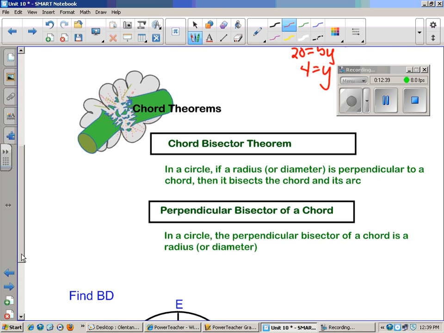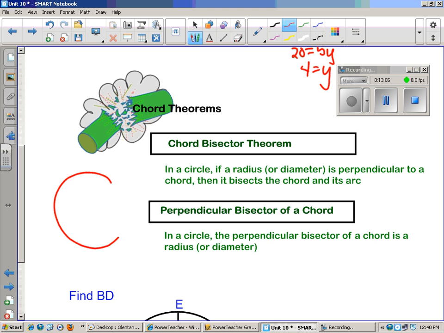All right, the last thing we need to learn today is the chord bisector theorem. And the chord bisector theorem says that in a circle, if the radius, or you could continue the radius and make it a diameter, so usually if it's true for one, it's true for both, is perpendicular to a chord, then it bisects that chord and its arc. So let's draw a picture of that.